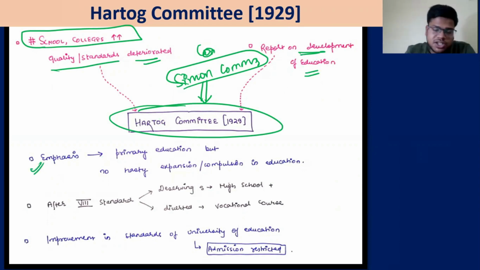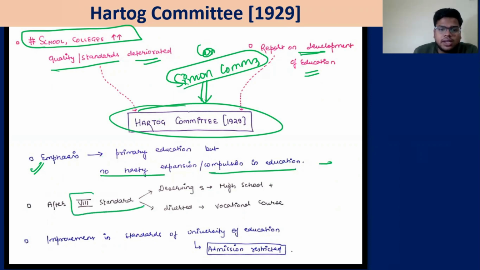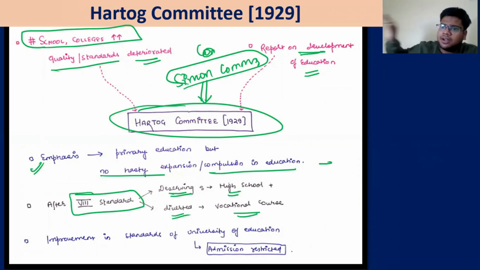So what are the recommendations they have said? That emphasis should be there on the primary education, but no hasty expansion or compulsion in the education needs to be there. After 8th standard, the deserving should go to the high school, and the rest of the time, bhai jao, do carpentry, do plumbing. Only some deserving should be given the studies further.